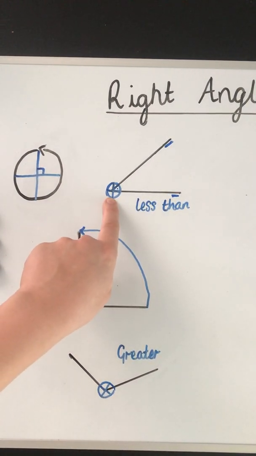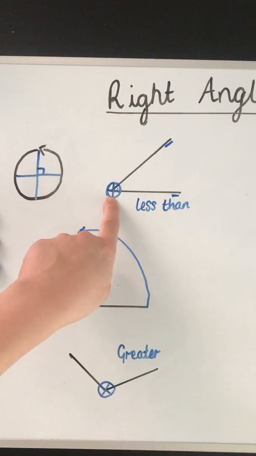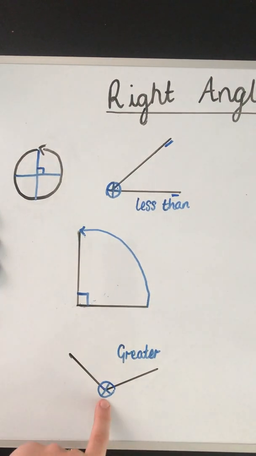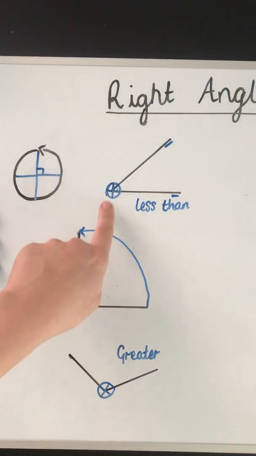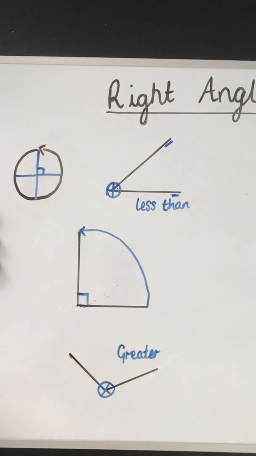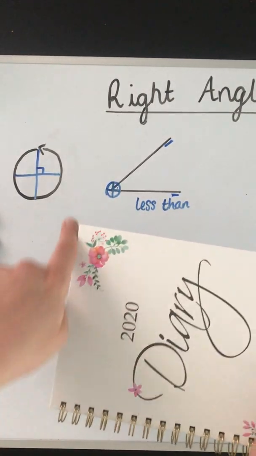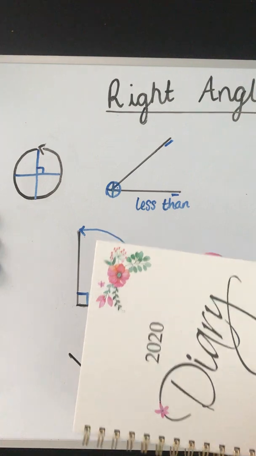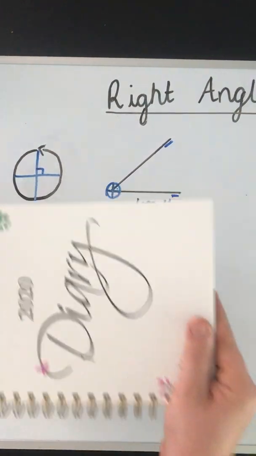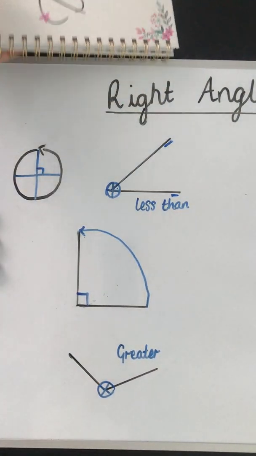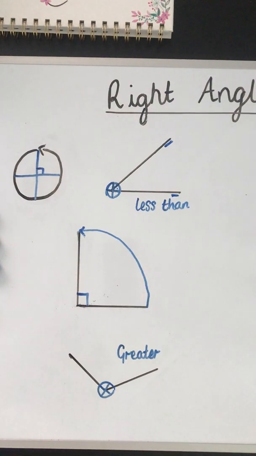Use your little circles that are divided into 4 to help you spot ones that are greater than or less than. And then when you're looking around your house, use something that you know is definitely a right angle, like a book, okay, or a piece of paper, and then you can use that to check different objects in your house for your second angles task.